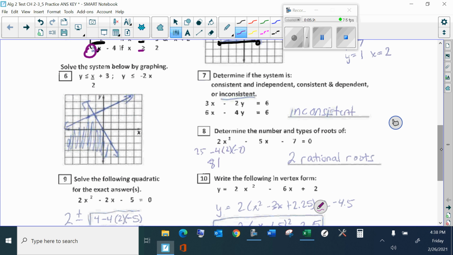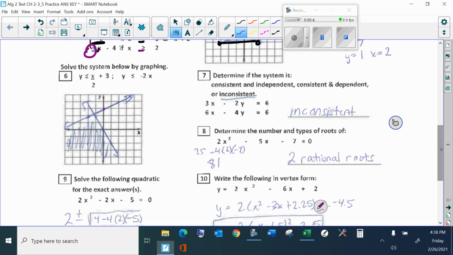All right, solve the system equations below. So we graph them both, and notice that they're both equal, so they're both going to be solid lines. If one of them did not have an equal sign, it'd be a dashed line. But these are both solid lines, both in slope-intercept form, so it should be very quick and easy to graph.